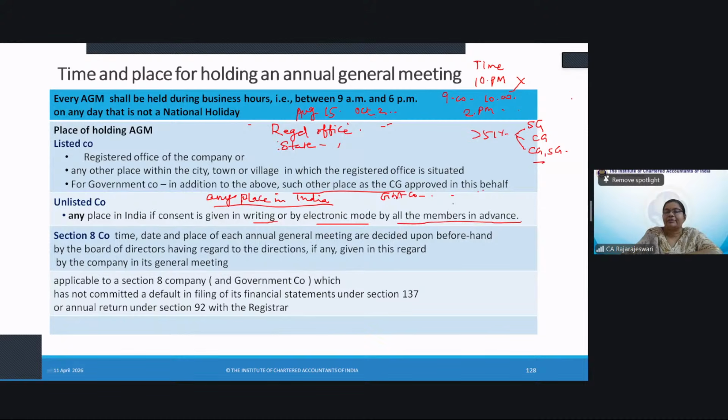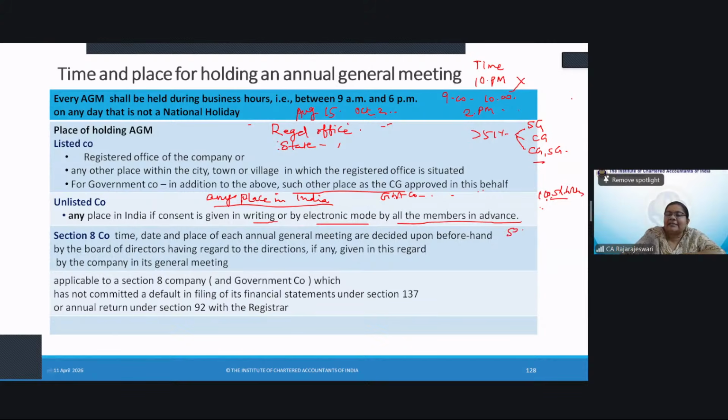If you have obtained consent, suppose there are only 10 shareholders, all the 10 have given the consent, or there are 100 shareholders, all the 100 shareholders have given their consent to holding the general meeting in a particular place in India. Then you can do it in any place in India.